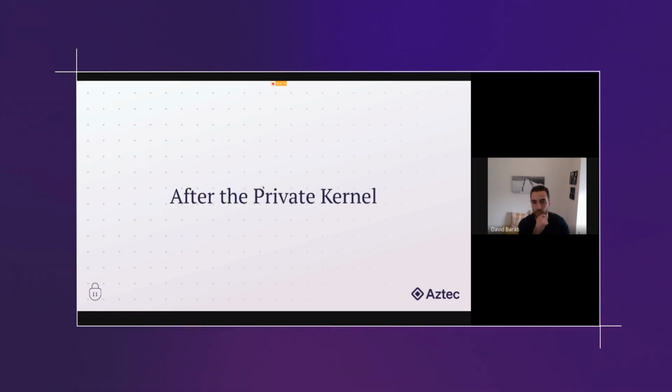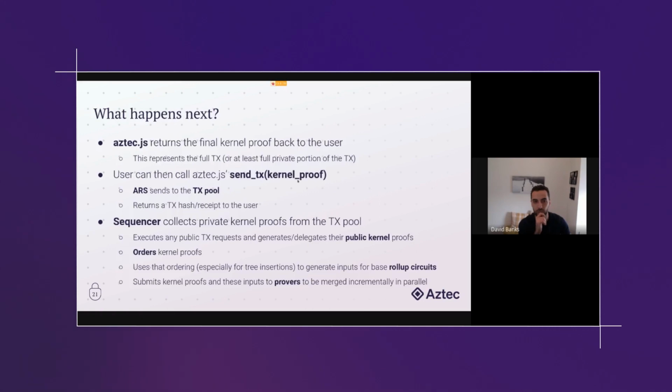And that's mainly it. And then I pretty much just have this one slide that's teeing it up for Suyash next week. Basically, Aztec.js, what happens after this? Aztec.js returns the final kernel proof back to the user, which represents the whole transaction. They can then choose: do I want to send this out to the transaction pool? If they do, the ARS, which is the Aztec RPC server, will send it to the transaction pool. The user will get a transaction receipt.